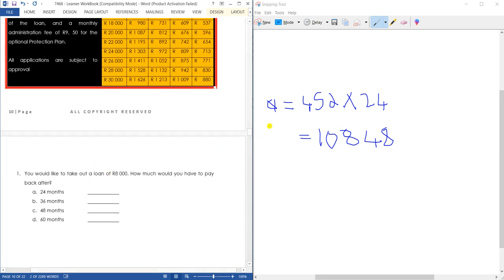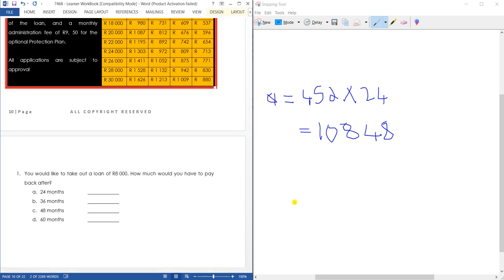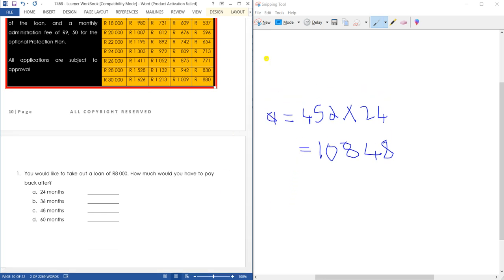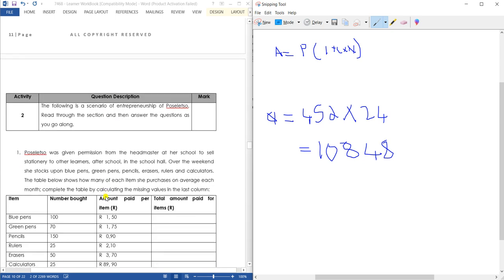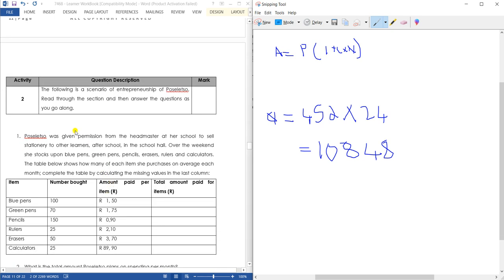How I went about answering it last time was incorrect, where I used the simple interest formula, where we have your principal amount times 1 plus i times n. This was incorrect.